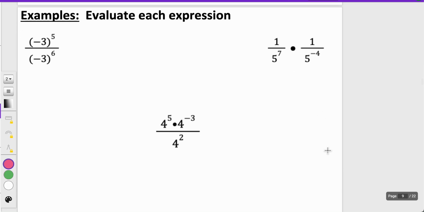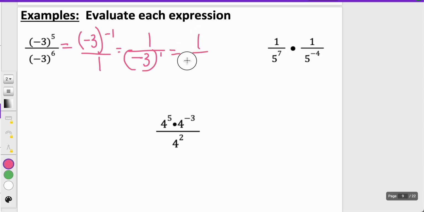Let's try these now. Now we've gotten a little bit more examples here. Let's see what we come up with. For these, since I have the same base, I can subtract my exponent, so I get negative 3 to the negative 1st power, and then to create that positive exponent, I'm going to put it on the bottom, negative 3, parentheses to the 1st power, and that's just going to evaluate to 1 over negative 3, or negative 1/3.